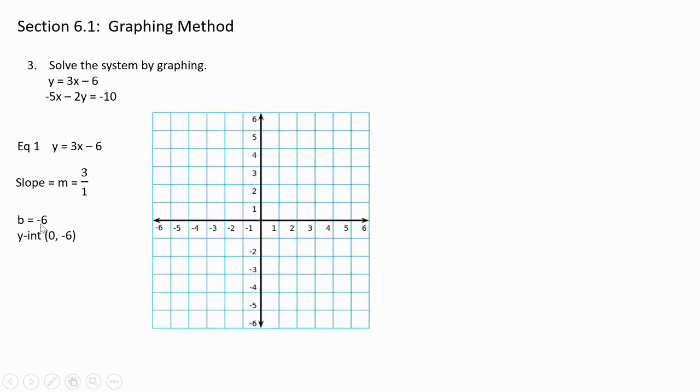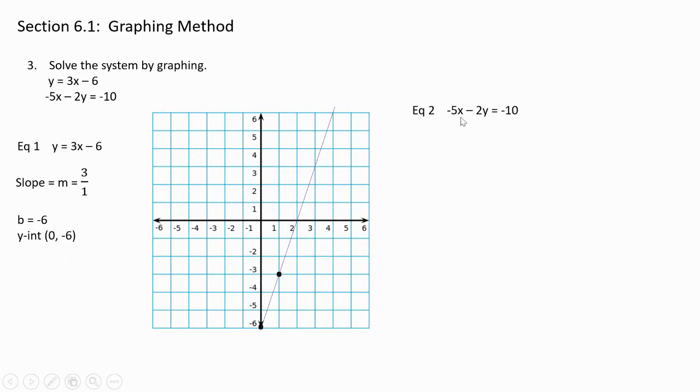And that's going to be my starting point. So my starting point is always the b, which is the y-intercept. So we're going to start right there at -6. Then it means that we're going to go up 3 and 1 across. So we're going to go 1, 2, 3, and 1 to the right. And then we draw our line. Then we do the same thing with equation number 2.